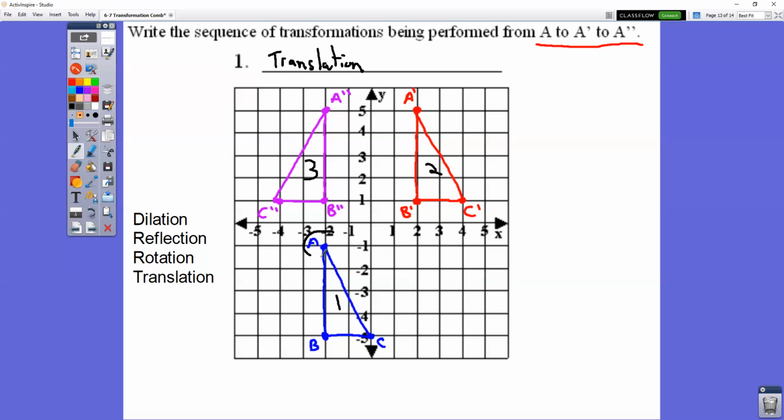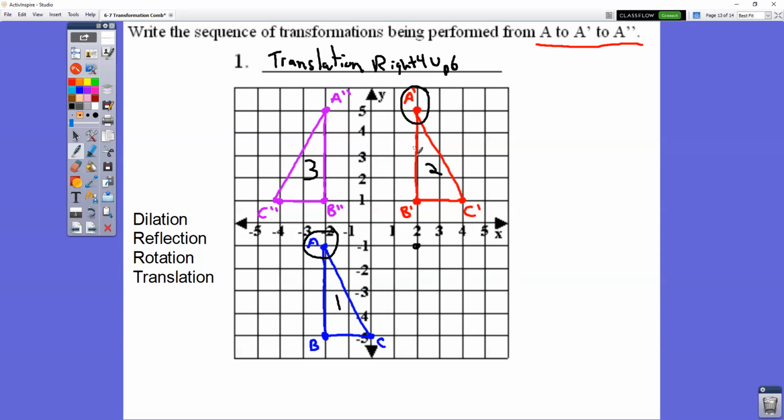Now, to get from A to A prime, I'm going 1, 2, 3, 4 to the right. That gets me to here. So I'm going right 4. And then I am going up 1, 2, 3, 4, 5, 6. Now, that's not your final answer. All right. That's the first part of the answer.